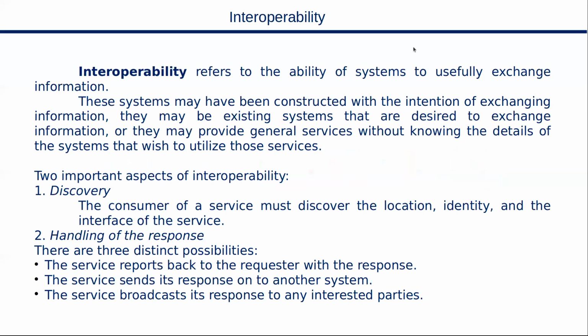Next quality attribute to consider is interoperability. What is it about? This quality attribute is about the degree to which two or more systems can usefully exchange information, can communicate with each other. This communication can have different perspectives, but the systems may have been constructed with an intention of exchanging information.